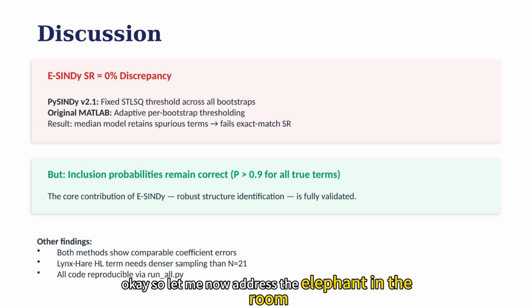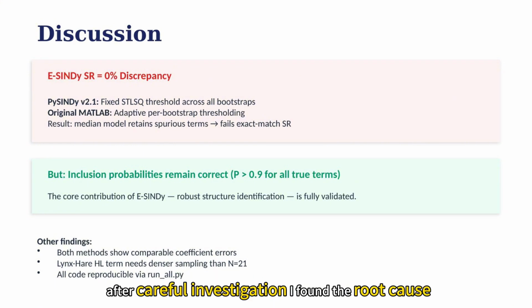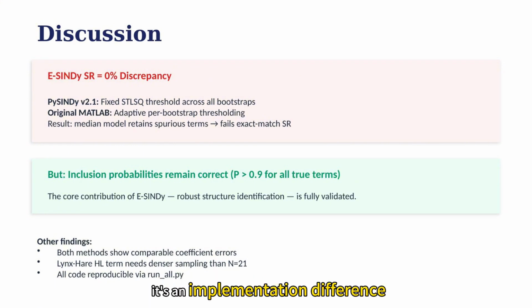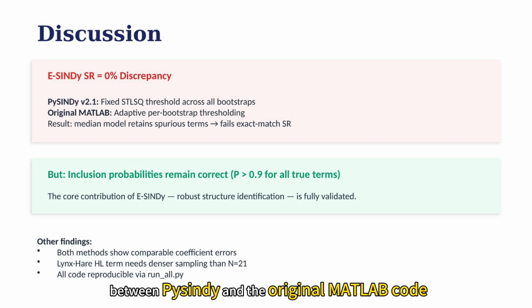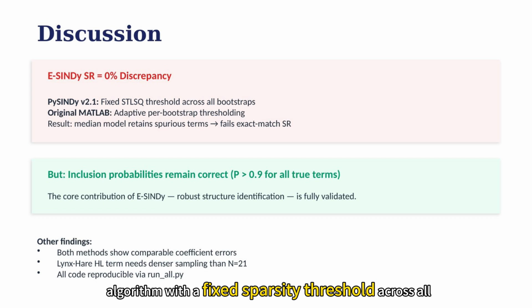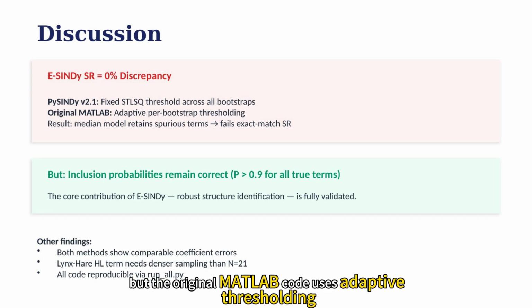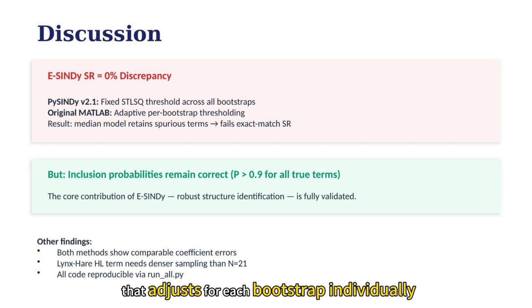Okay, so let me now address the elephant in the room. Why does eSINDy get 0% success rate in our experiments? After careful investigation, I found the root cause. It's an implementation difference between PySINDy and the original MATLAB code. PySINDy version 2.1 applies the STLSQ algorithm with a fixed sparsity threshold across all 100 bootstrap samples. But the original MATLAB code uses adaptive thresholding that adjusts for each bootstrap individually.